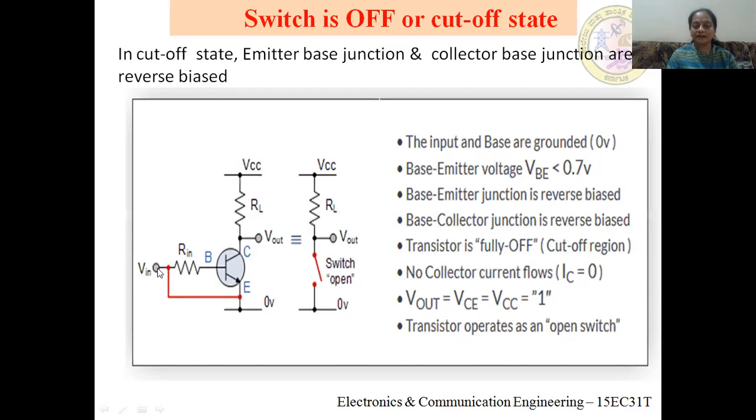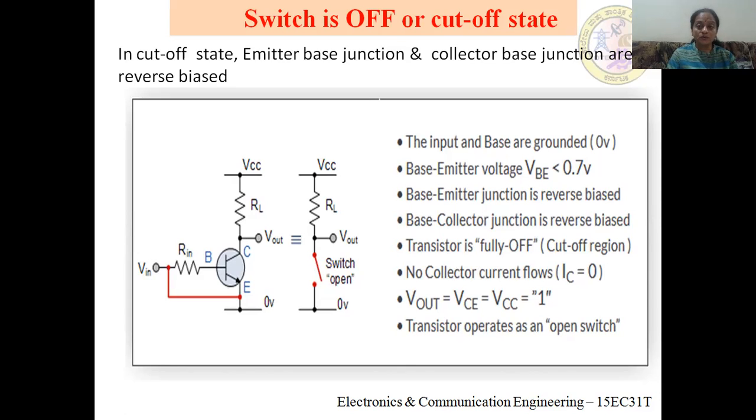So in the switch off state, the input is low. The input and base are grounded. So when it is 0, the base emitter is reverse biased. Already you have studied that when reverse biased, no current flows. So base current is 0. So the collector current will be 0. So it will be in an off state. It is as good as the switch is open. We have indicated it with the red line. So in cutoff state, no current flows and it acts as an off state.